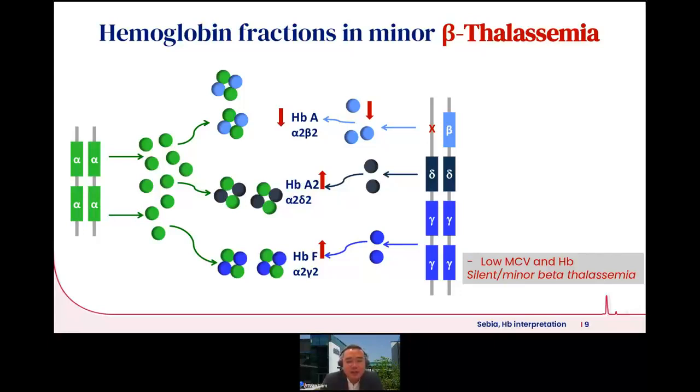So in this instance, there's reduced hemoglobin A, all right, and hence there are also more extra alpha chains, which could pair with the other globins as well. However, also in beta thalassemia, we do see increased hemoglobin A2 and also increased hemoglobin F expression. And the clinical manifestations would be low MCV and also low hemoglobin. In such instances, we regard it as a silent or a minor beta thalassemia.